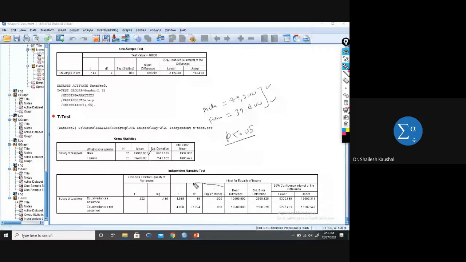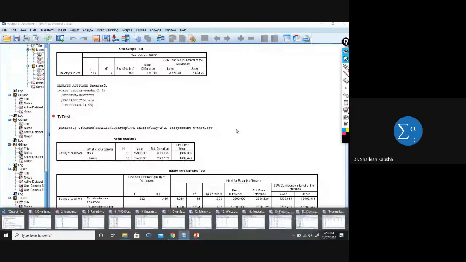So here now we can see three things. This is the T value, it is 4.08, and the P value is 0.00, so less than 0.05. So it means there is a significant difference between male and female teachers. Okay, now we can conclude and generalize that male teachers got more salary than female teachers in the private sector. Okay, now another test, the paired t-test.